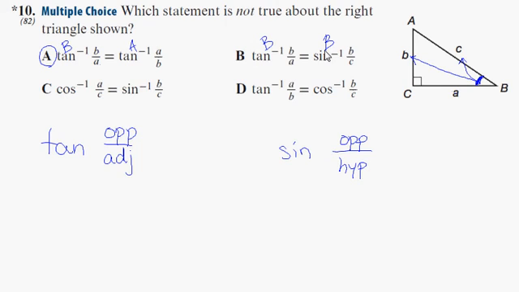Both of these inverse trig functions are referring to angle B, which means that these are going to be equal to each other. Whereas this one is referring to angle B and this one's referring to angle A. That's why we can conclusively say that A is the one that's not true. Okay? And you could follow through that same logic with C and D and discover the same thing that we discovered about letter B. Okay?